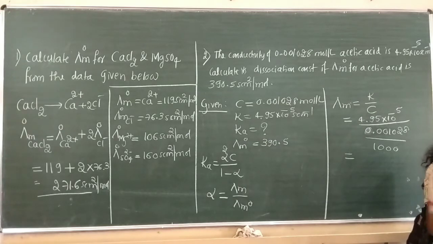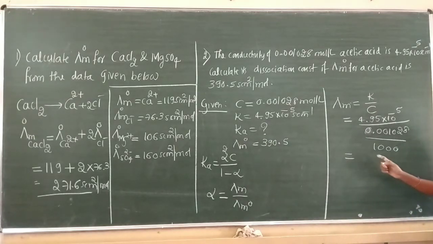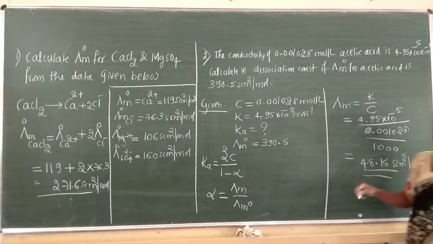Lambda m is equal to 48.15 Siemens centimeter square per mole. Okay, that is molar conductivity.